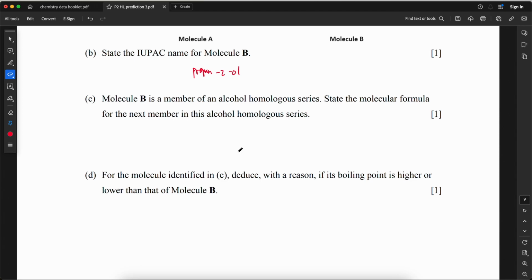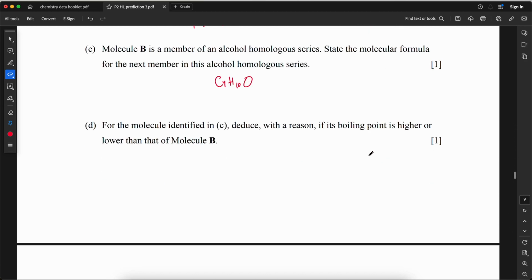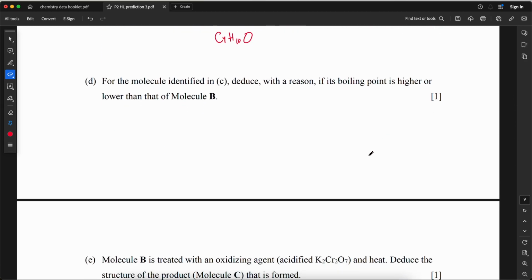Molecule B is a member of an alcohol homology series. State the molecular formula for the next member in the alcohol homology series. For molecule B, it's C3H8O. For a homology series, you need to add CH2. So now it becomes C4H10O. Just add CH2. For the molecule identified in C, deduce with a reason if its boiling point is higher or lower than that of molecule B.